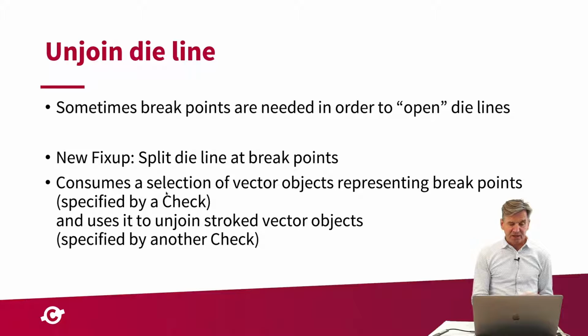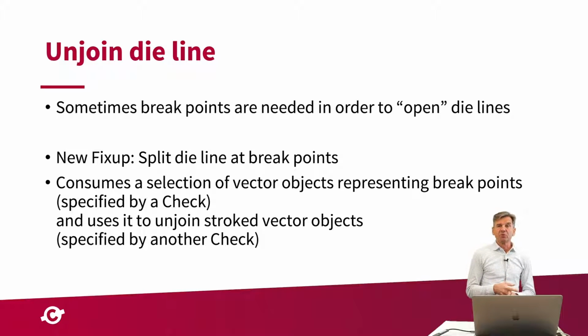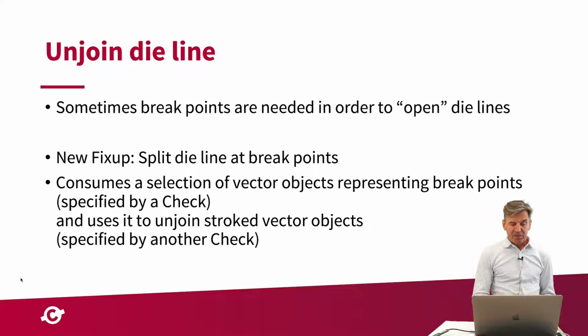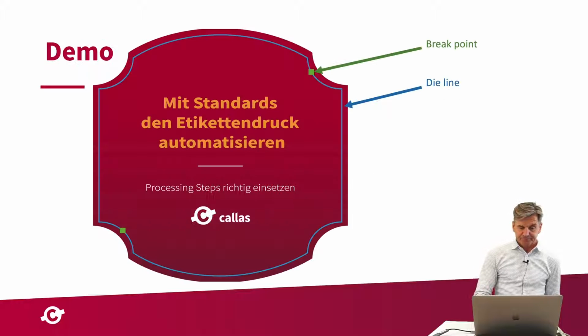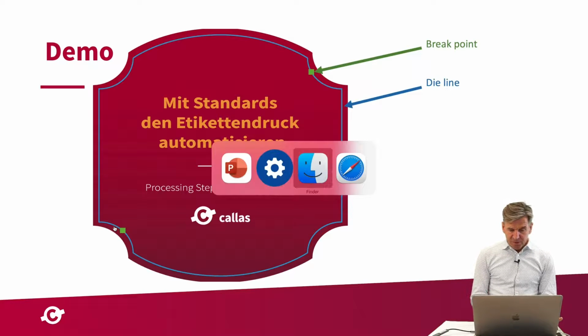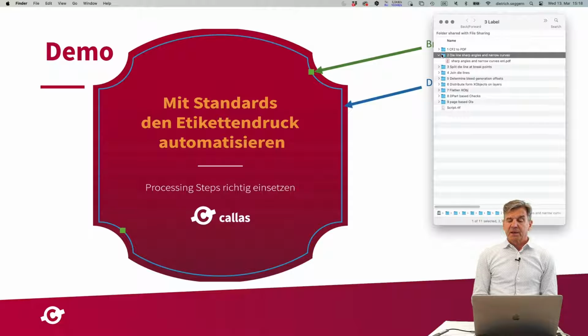And what this thing does, how it is being configured, it uses two checks. One check specifies the objects that are used as breakpoints. And these breakpoints are being consumed by the fix-up. That means they are being replaced, they go away by the fix-up. And then the other check specifies the die line. And then probably that is really one that deserves demonstration.